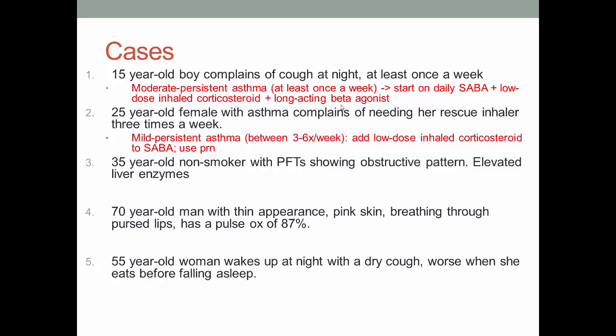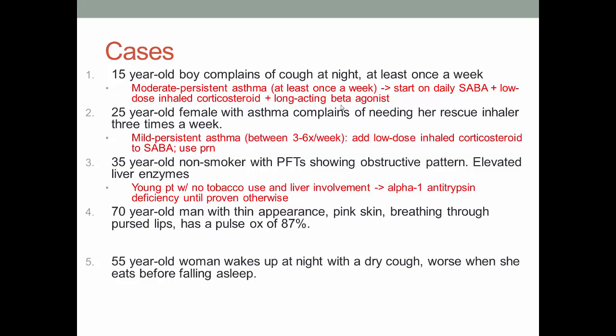The next one is a 35-year-old patient with no smoking history and PFTs showing an obstructive pattern. He also has elevated liver enzymes like AST or ALT. In this case, it's a little tricky: alpha-1 antitrypsin deficiency. I think it's 90% of patients with this disease who have liver involvement as well.